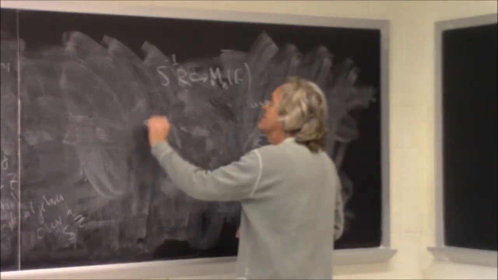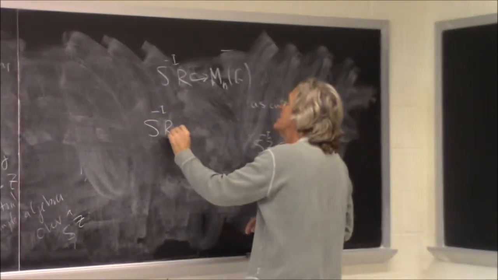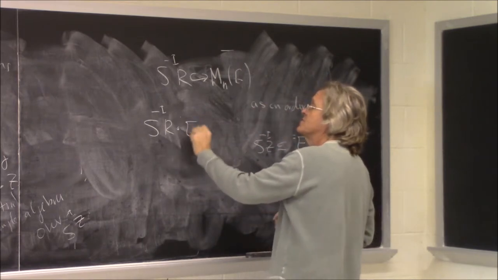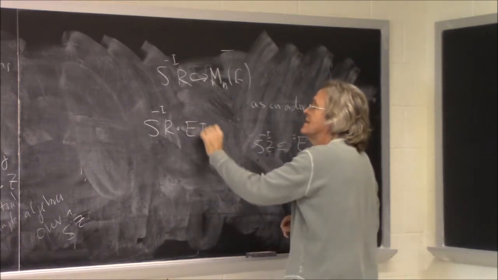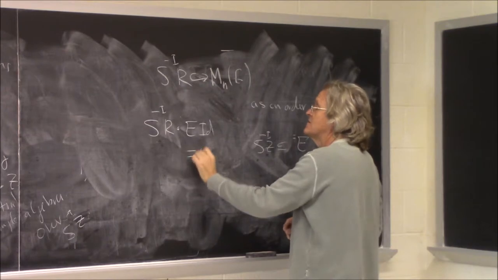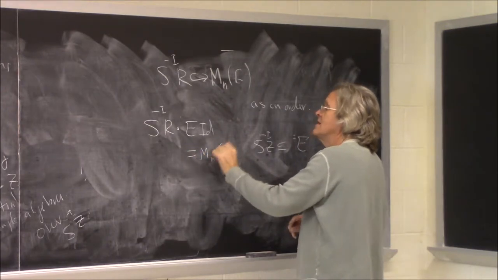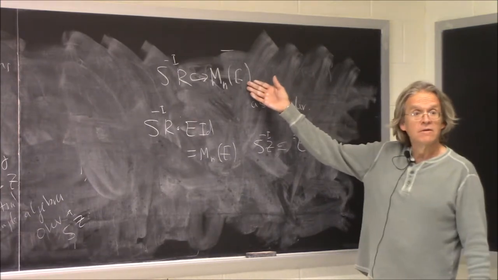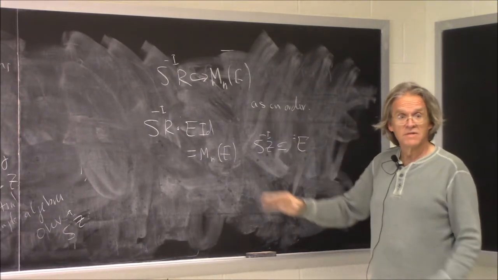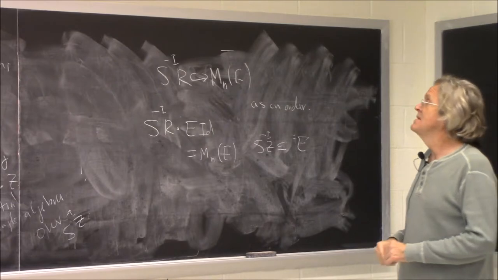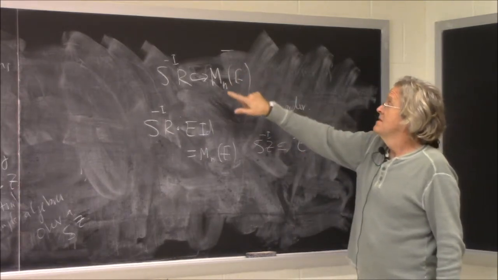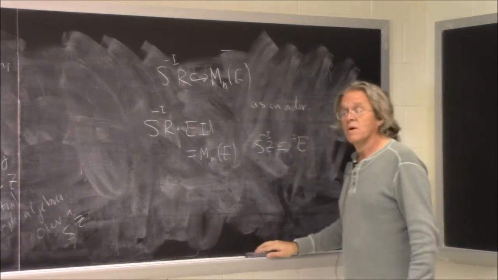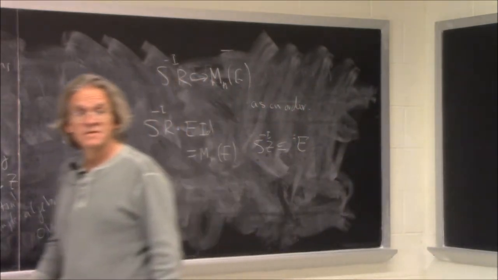It means that if I take S inverse R, and then the center of this matrix algebra is just E times the identity, if I take this, that spans the whole thing. And so this is like integer matrices lying inside real matrices, for instance. So it's big. And then this tells you what the generic irreducible representation looks like.